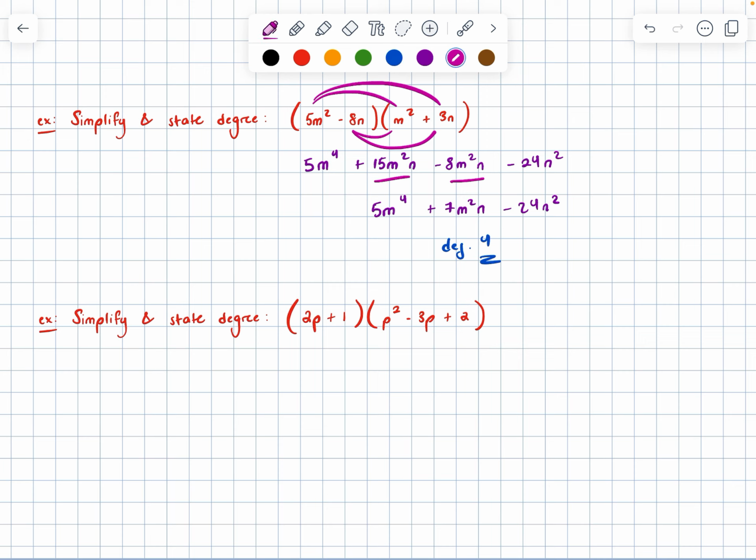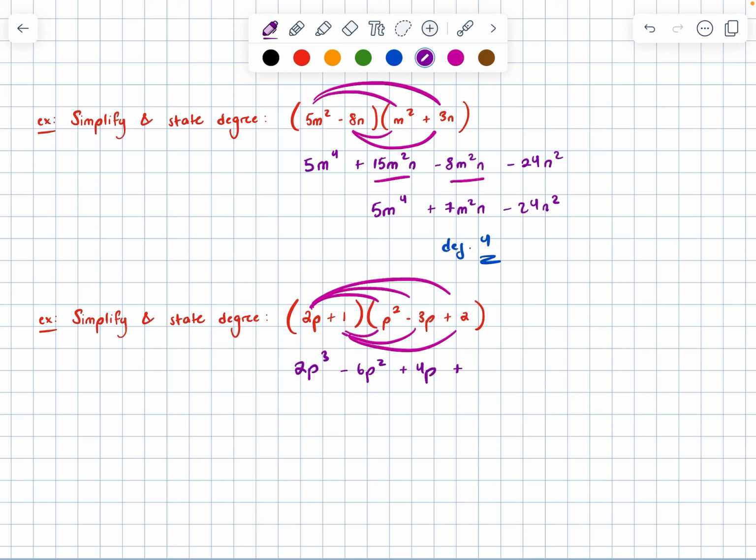Last but not least, let's take this guy. I'm going to take my 2p and distribute it to each of the terms in my second factor. Take my 1 and distribute it to each of the terms in my second factor. Well, 2p times p squared, 2 times invisible 1 is 2. P times p squared is p to the 3rd. 2p times negative 3p gives me negative 6p squared. 2p times positive 2 gives me plus 4p.